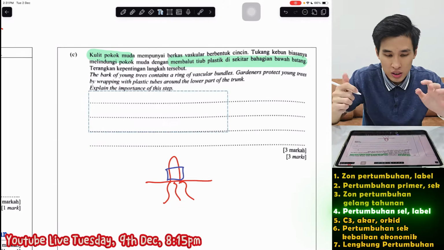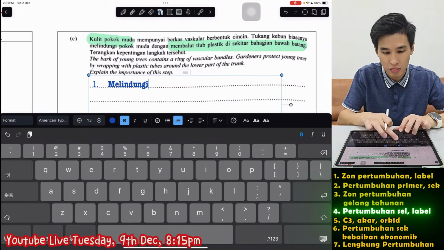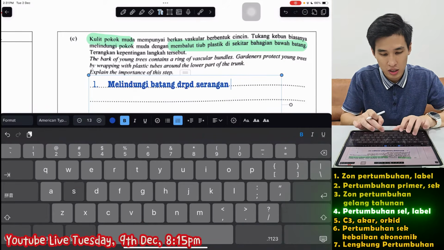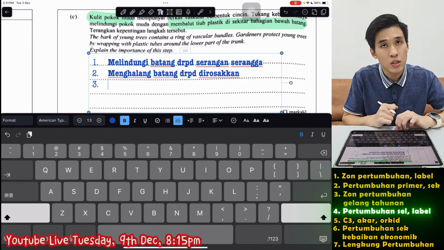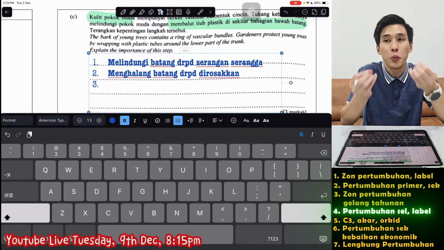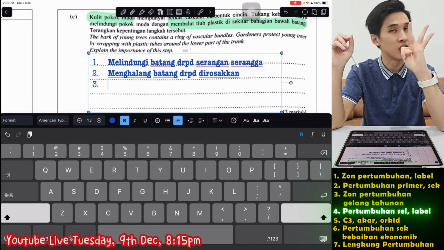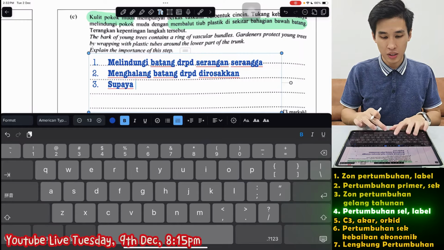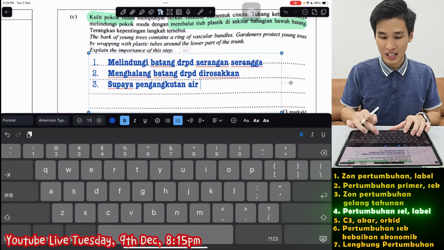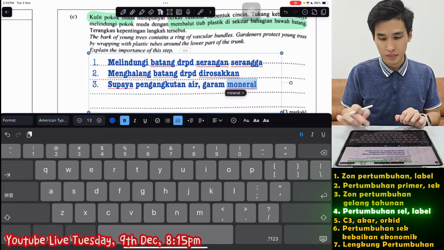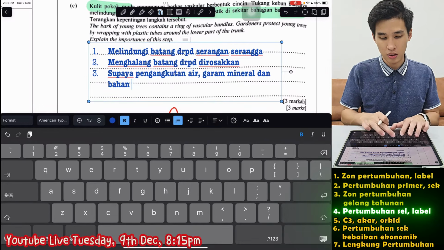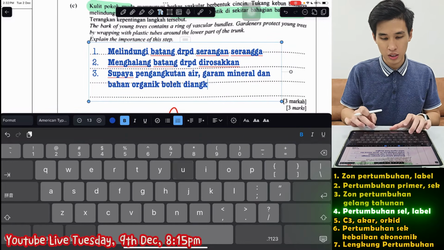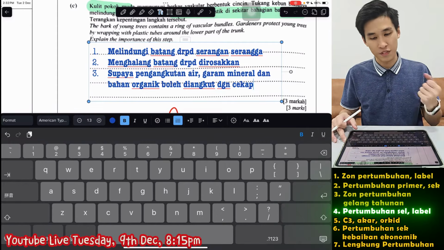So we say is to melindungi batang daripada serangan serangga. So therefore menghalang batang daripada dirosakkan. So you want to make sure if the batang tidak rosak, dalam punya xylem phloem boleh mengangkut dia punya bahan: air, mineral, bahan organik. So supaya pengangkutan, so xylem mengangkut air dan garam mineral, and phloem mengangkut bahan organik. So dan bahan organik boleh diangkut dengan cepat, dengan efficient also can.